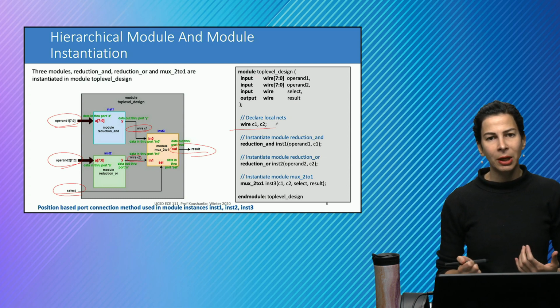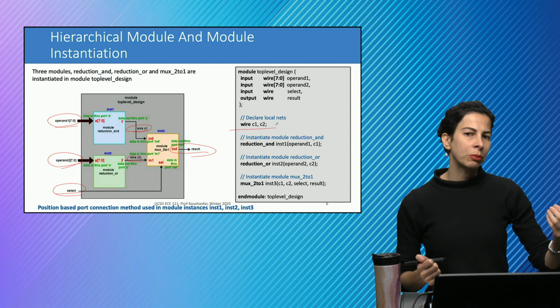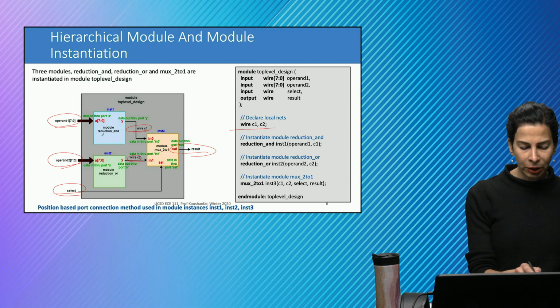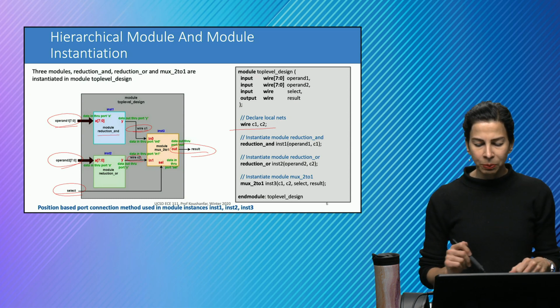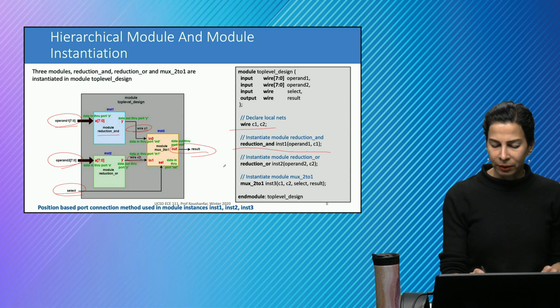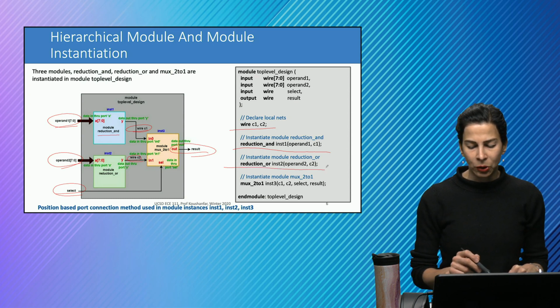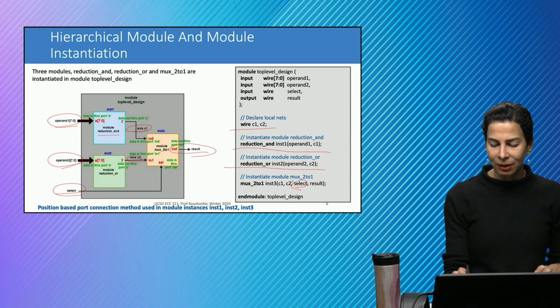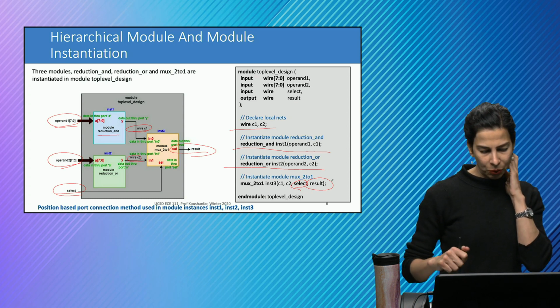When we instantiate a module, we say what will be the input to that module and what will be the output. In this particular case, the input to the reduction AND will be operand 1, and wire C1 will be the output. So we're just going to declare that. For the second one, similarly, reduction OR with operand 2 and C2. And then last but not least, I'm going to select with the select signal between these two wires, and the result will be the output of this module.